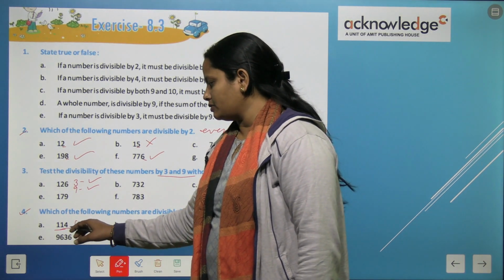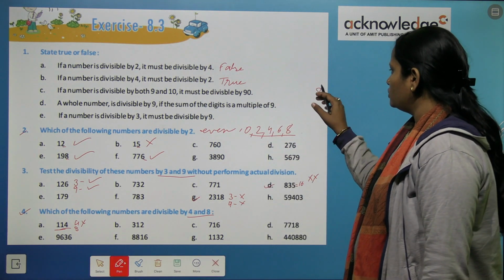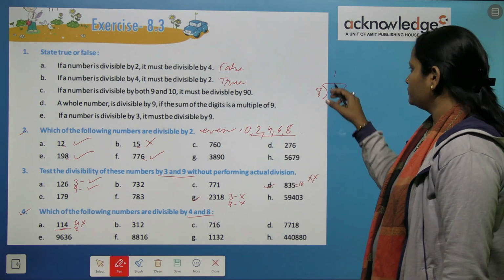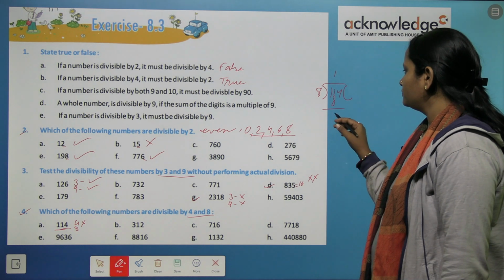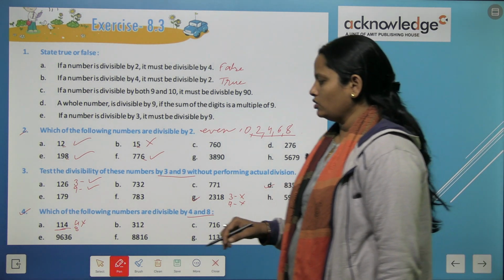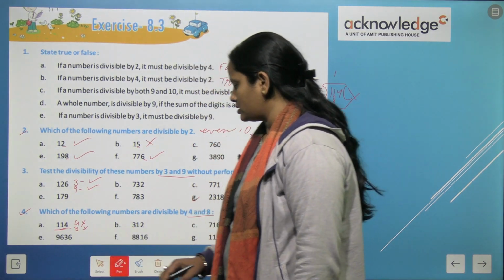और 8 की टेबल में क्या 114? क्या 8 जो है 114 को डिवाइड कर सकता है? लेट्स सी. नो. सो दिस इज नॉट डिविजिबल बाय 4 and 8.